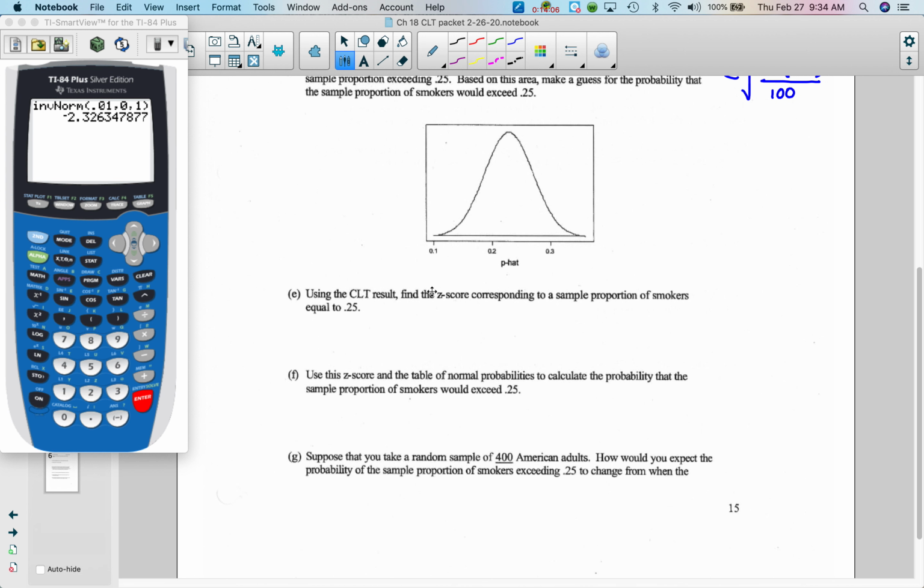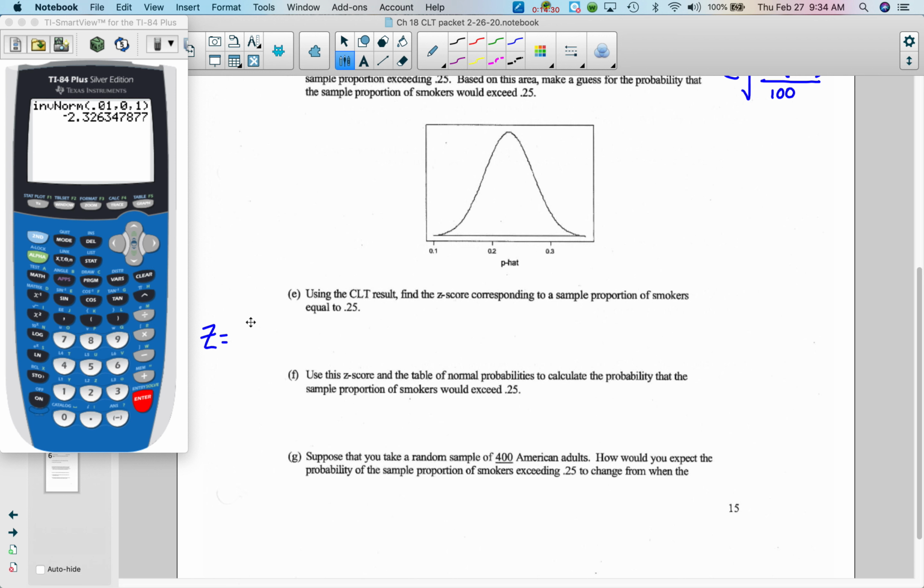I do want to talk a little bit about z-scores in this part, where it says using the central limit theorem result, find the z-score corresponding to a sample proportion of smokers equal to 0.25. Even though we don't use z-scores a lot with our calculators, you still need to know those and what that means. So it's still important. Here's the formula we're going to use. I'm going to adapt this formula here.